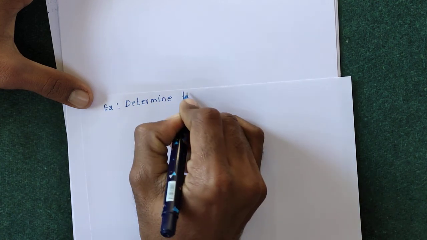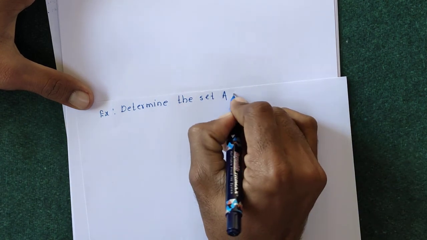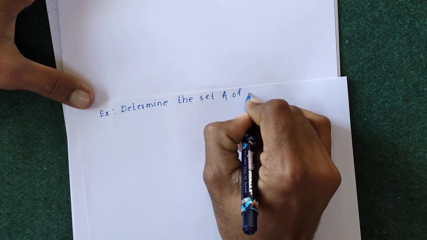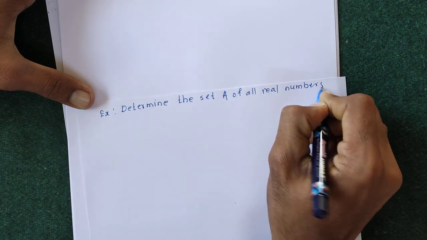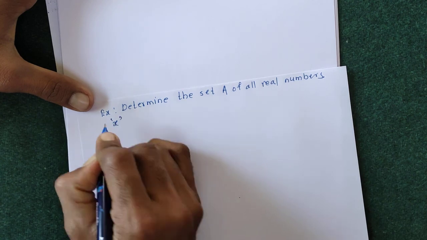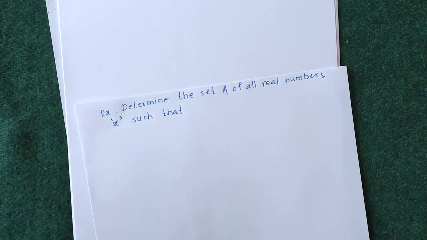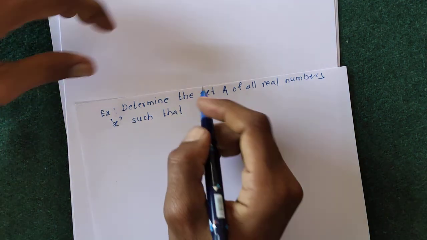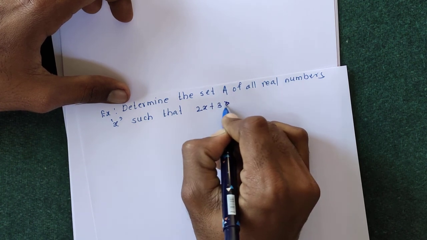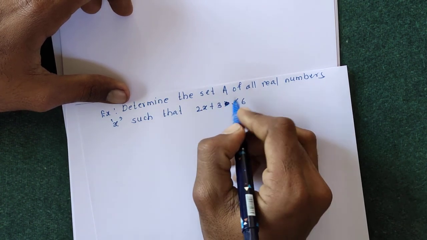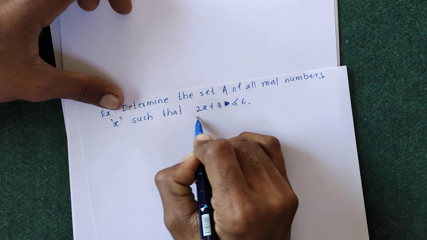Determine the set A of all real numbers x such that x must satisfy the following property, that is, such that 2x plus 3 is less than or equal to 6. We have to find all the real numbers x which satisfy this property.